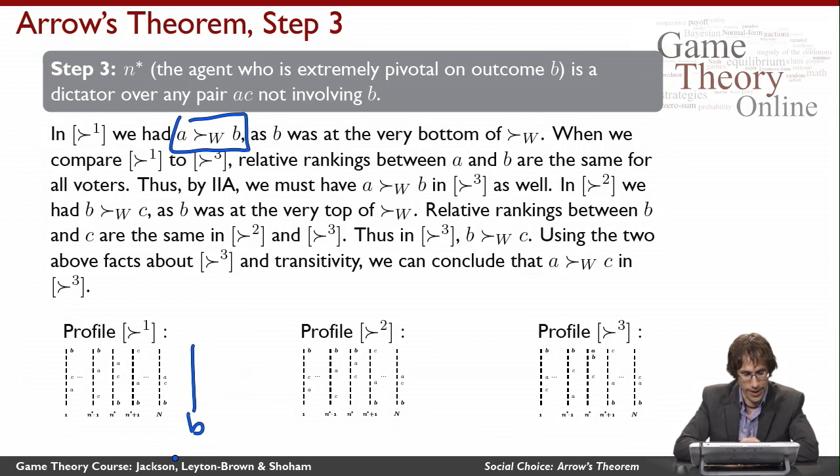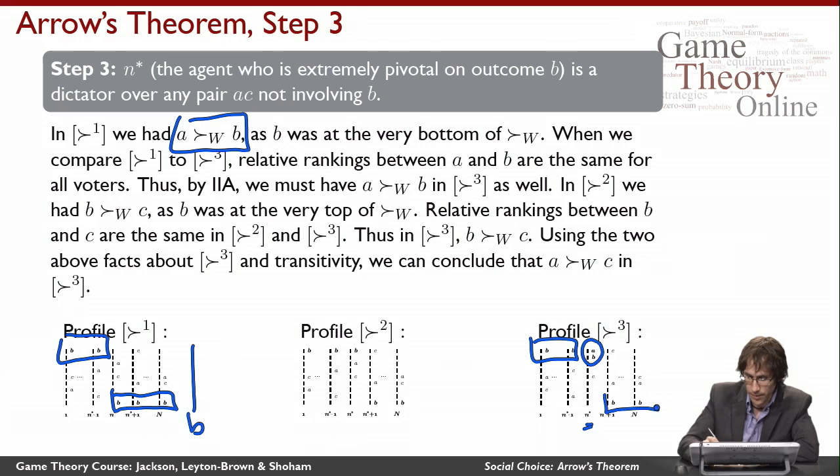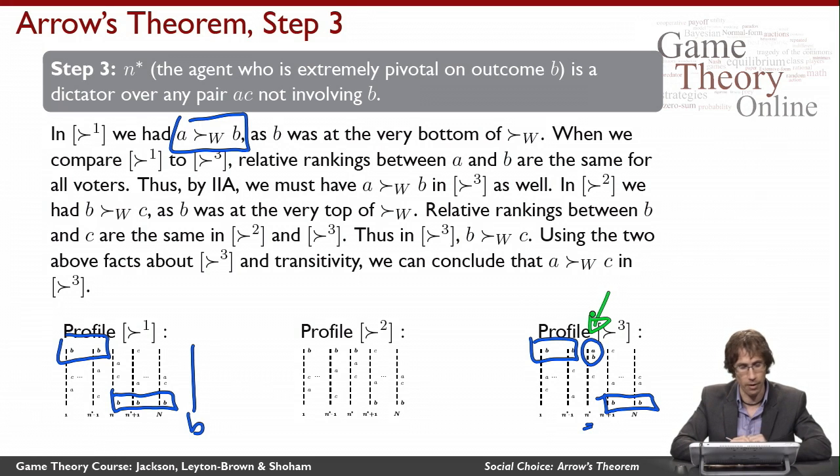Now, when we compare pref 1 to pref 3, the relative rankings between A and B are the same for everybody, because B is in the same extremal position for everybody, except for n star, who moves B, but we've then changed it to put A above B. And so these guys over here have B above A in both cases. These guys have A above B in both cases. And n star also has A above B in both cases because here we actually moved A to be above B.